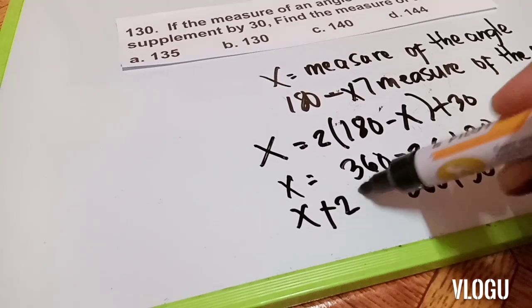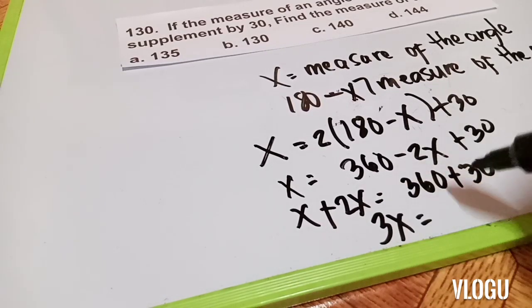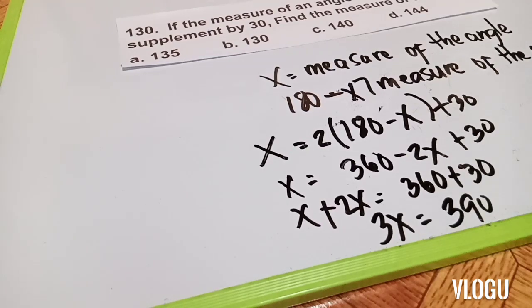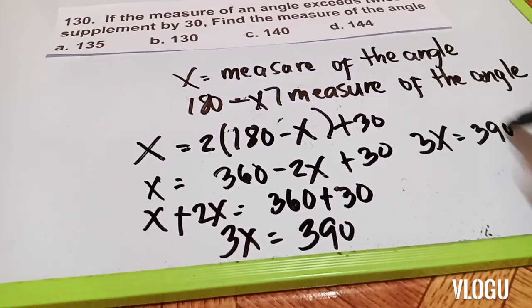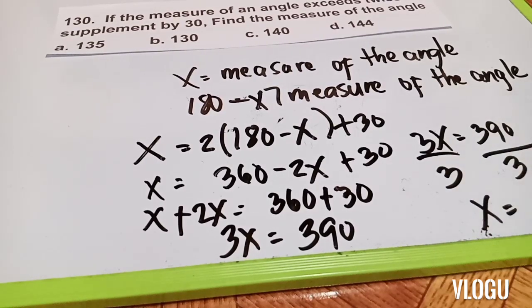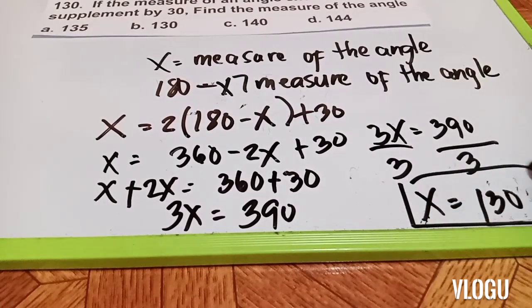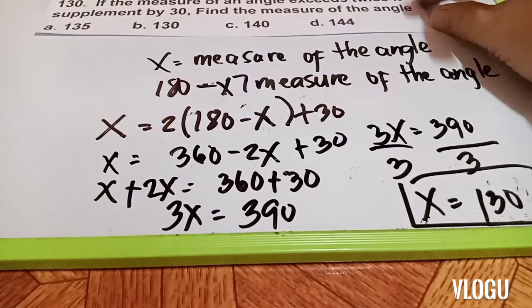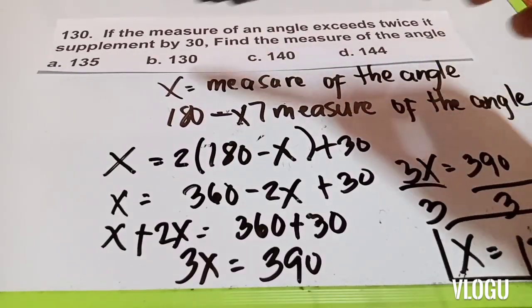transpose, this will become 2x, this will become 3x is equal to 390. Automatically, 3x equals 390, divided by 3, divided by 3, x will become 130. So our answer is letter B. Take note, the answer is letter B.